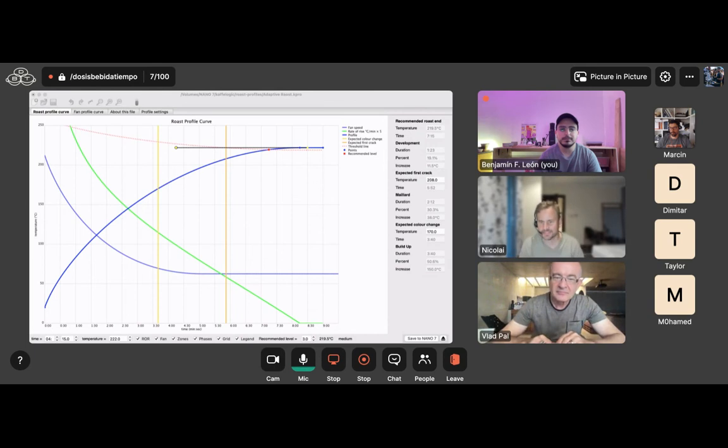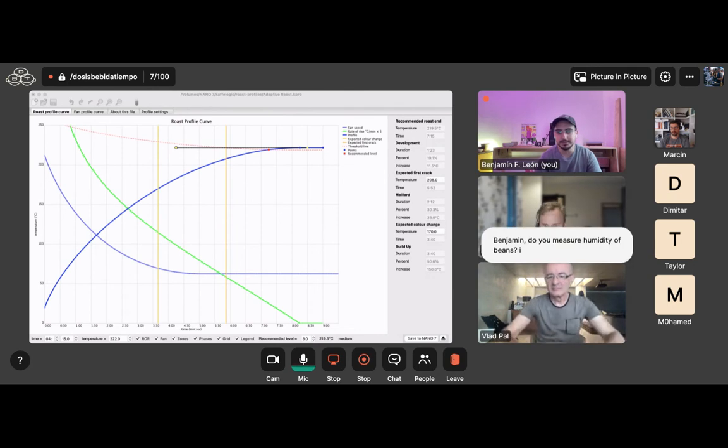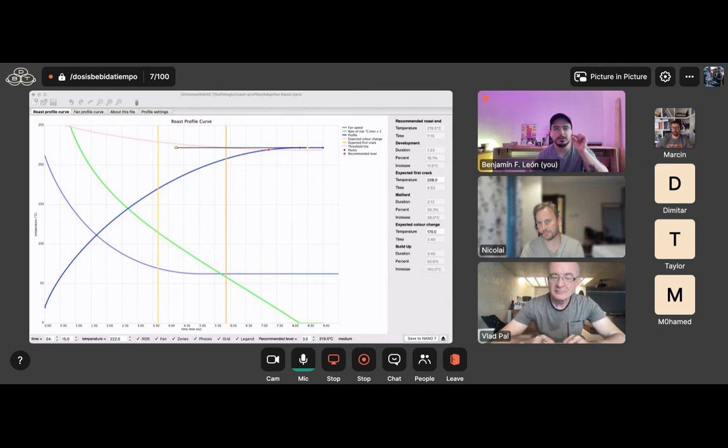Yeah, for sure. And to give credit to Rao as well, he has stated numerous times that you should not drop a batch based on DTR, which I think a lot of people misunderstood anyway. I'll get to the humidity in just a second.